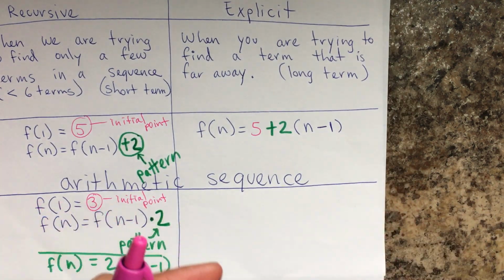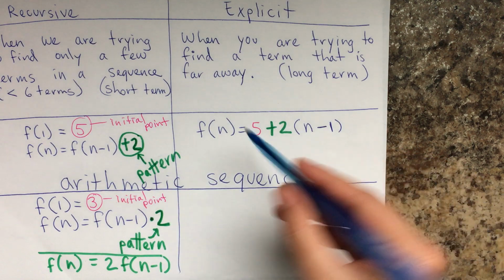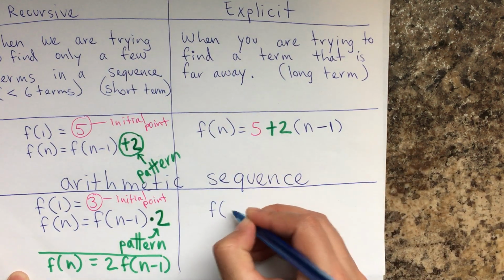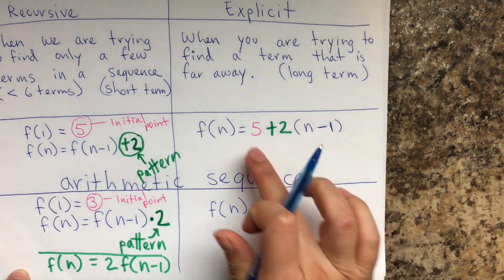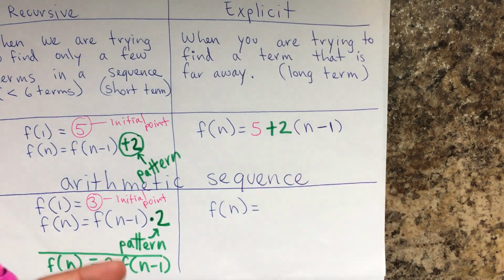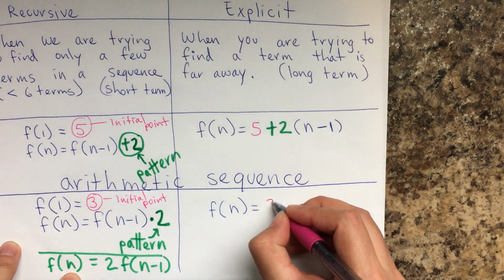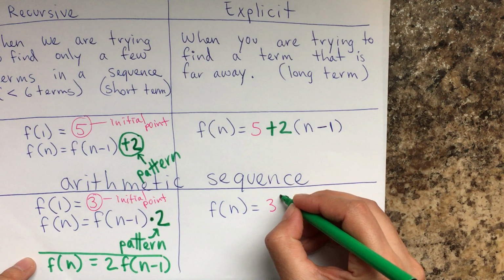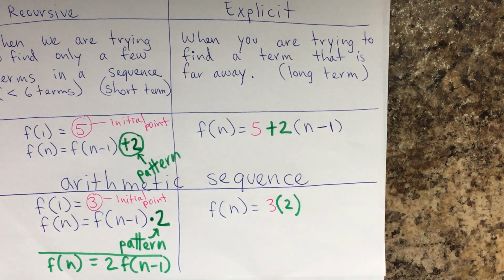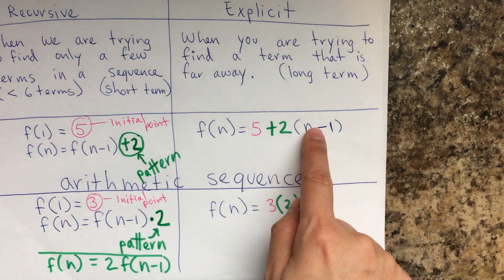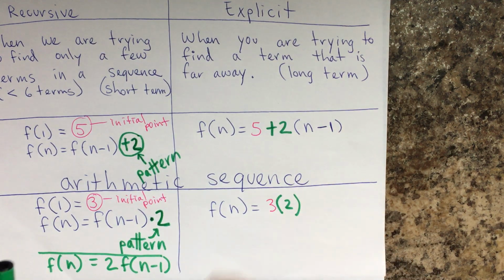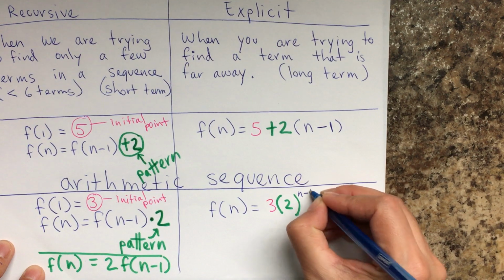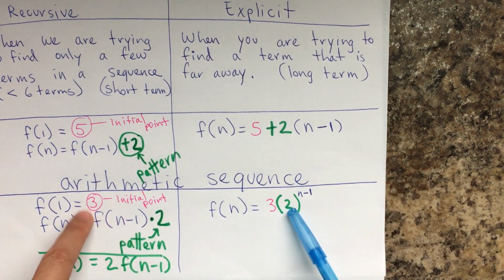For the explicit, the geometric formula again has only one equation, and so it's going to be f of n equals, again, initial point and pattern. So the initial point is 3. The pattern is to multiply by 2. And remember that n minus 1, when it's multiplication, you put it as an exponent, okay? N minus 1. So these 2 are exactly the same.